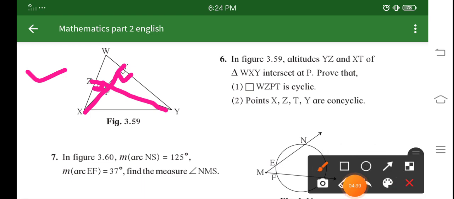Now what we have to do: they have given a triangle, not a quadrilateral, triangle WXY. Can you see this?